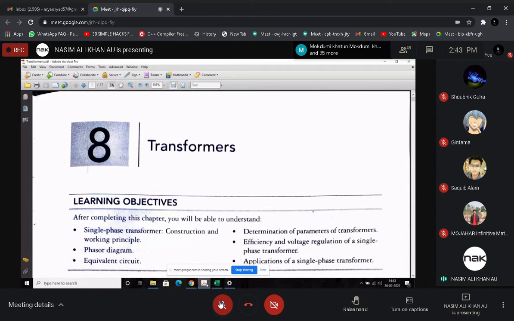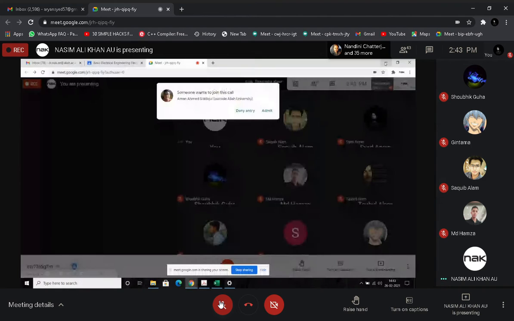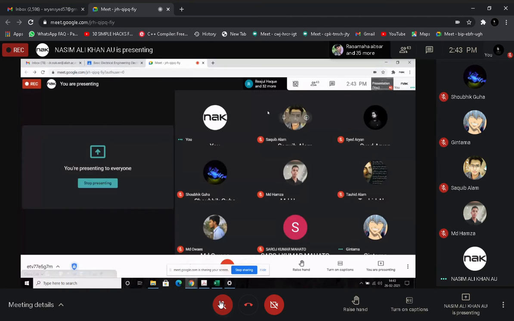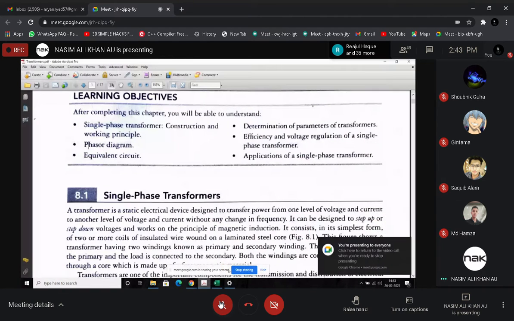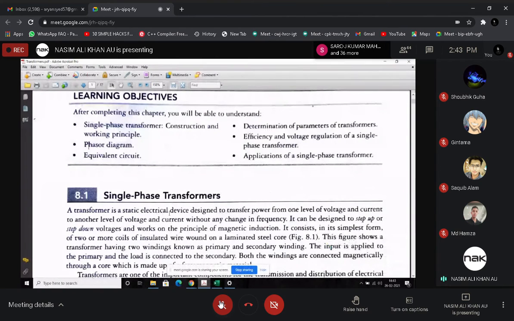Now, before going to that, once again I will tell you the definition of the transformer. Someone is coming. There is a problem here. See the definition. A transformer is a static electrical device designed to transfer power from one level of voltage and current to another level of voltage and current without any change in frequency. It can be designed to step up or step down voltage and works on the principle of magnetic induction.